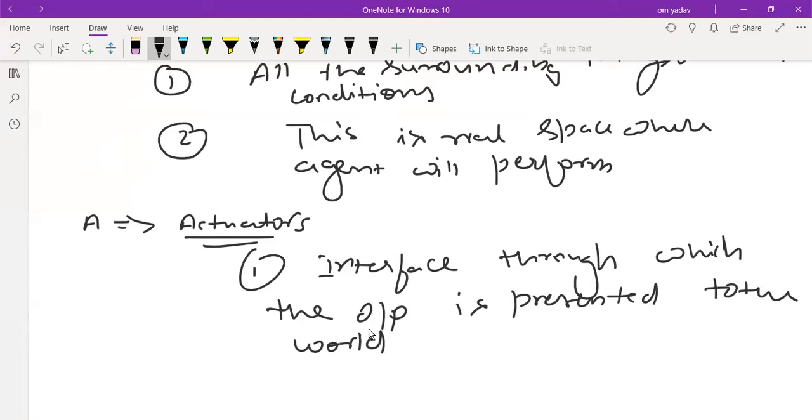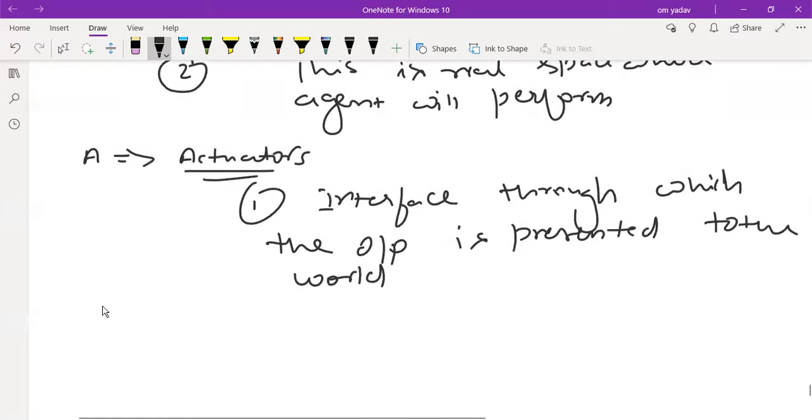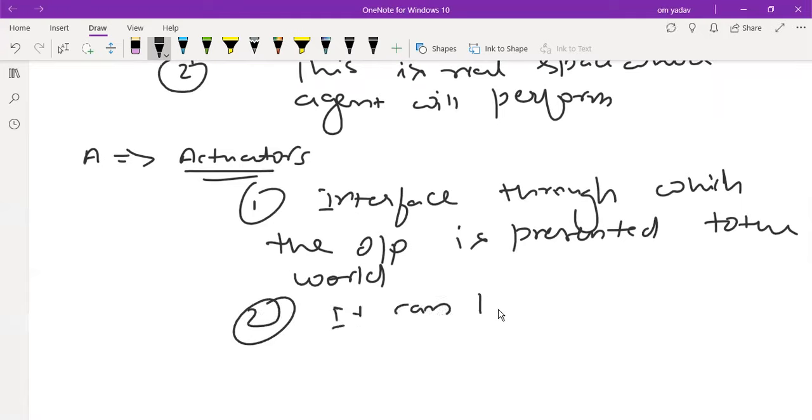These can be different types of devices. It may be hardware or software through which the agent performs actions on the environment. So by using those, it can perform the actions in the environment. These can be different types of devices, right?